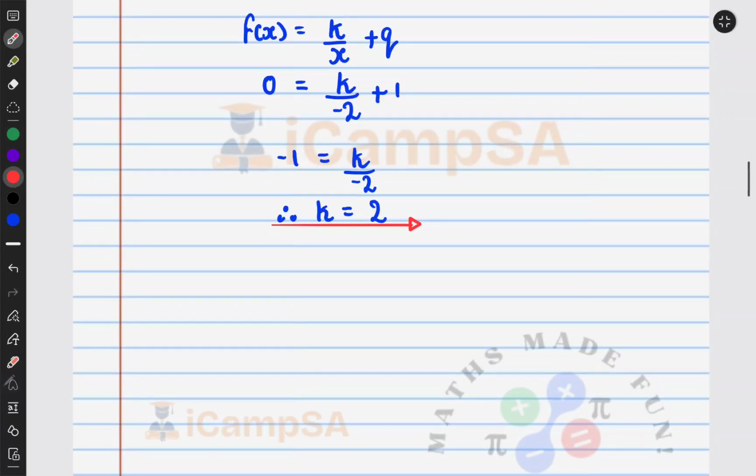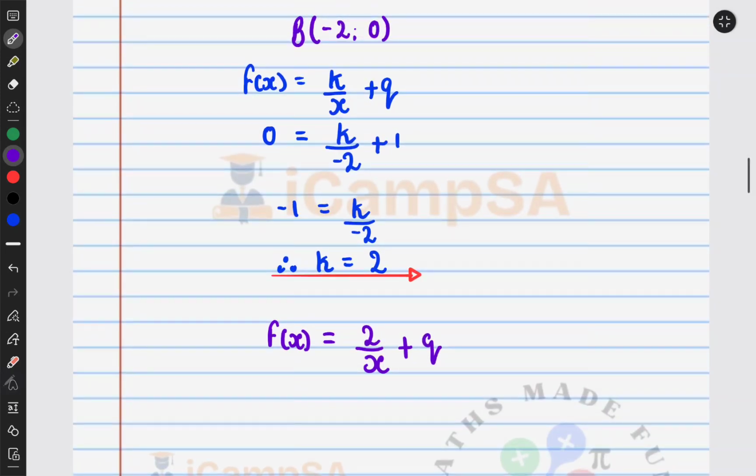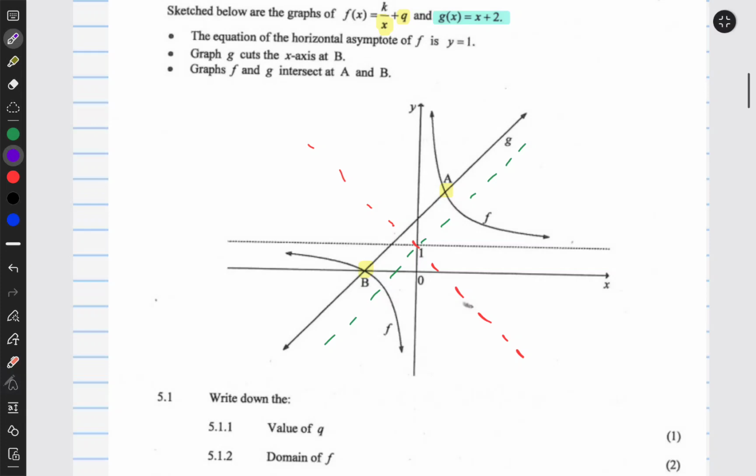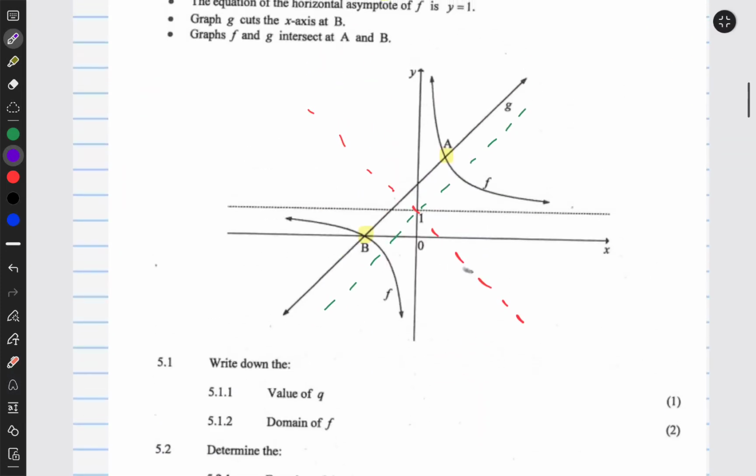Once we have that, the equation of the function f is going to be f of x is equal to 2 over x plus q, and we see that the value of k is positive, which corresponds with the sketch that we are given, since it has the branches in the first and the third quadrant. If the value of k was negative, the function would have its branches in the second and the fourth quadrant.